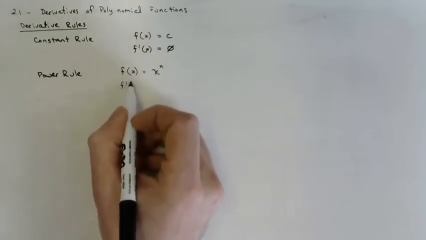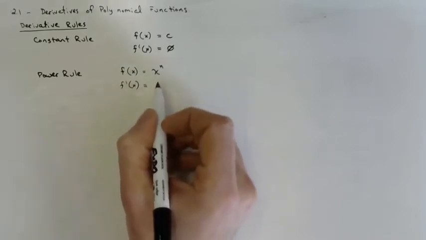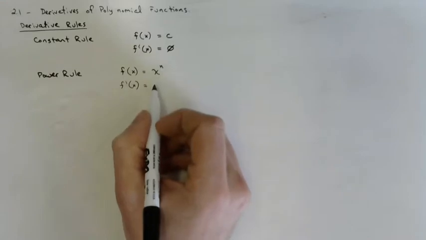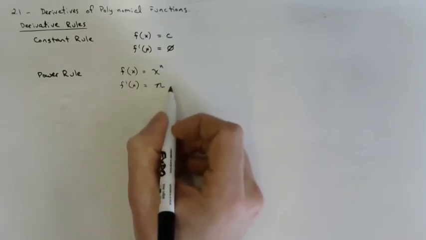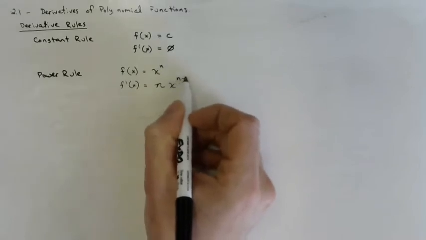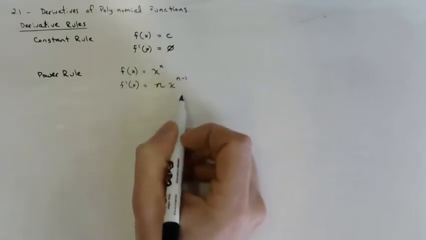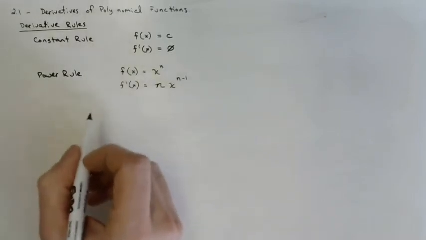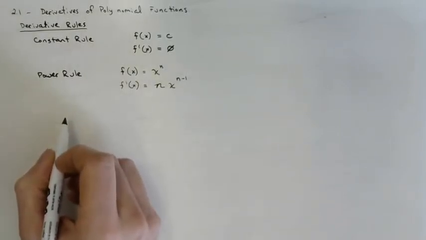The derivative of this, really important. Here's what happens. n gets put down in front as a multiplier. The exponent comes down, and the exponent gets dropped by 1, n minus 1. So it looks kind of confusing in this notation, but as we work through it, it actually becomes pretty straightforward.